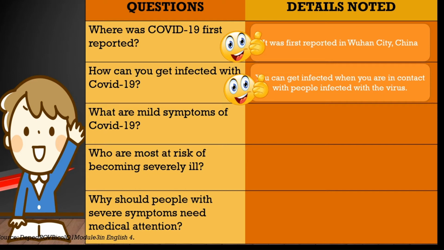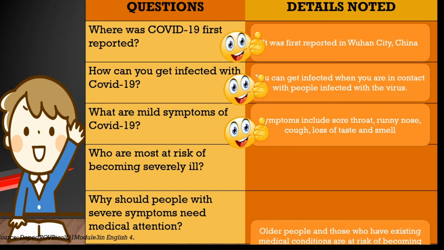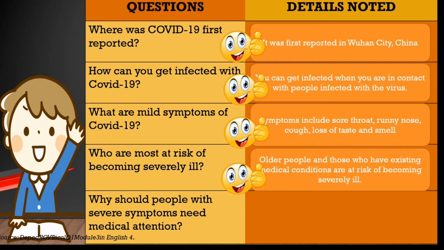You got it! Symptoms include sore throat, runny nose, cough, loss of taste and smell. Who are most at risk of becoming severely ill? Exactly. Older people and those who have existing medical conditions are at risk of becoming severely ill.